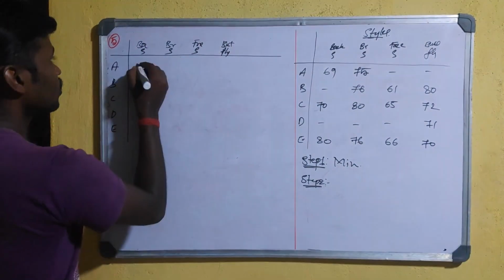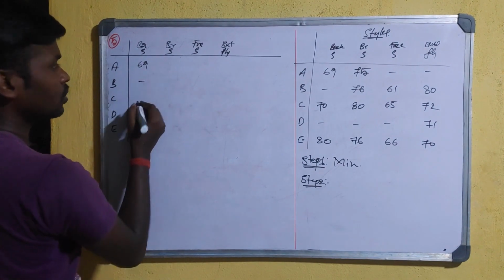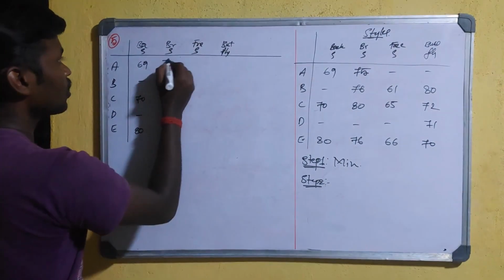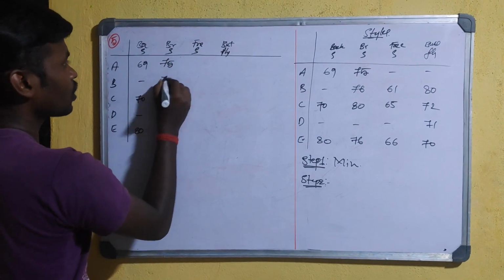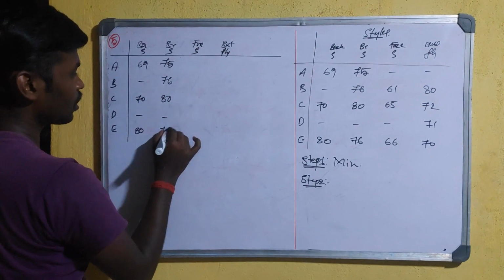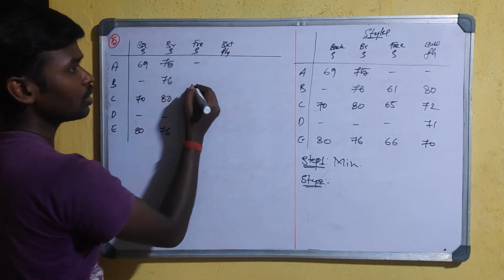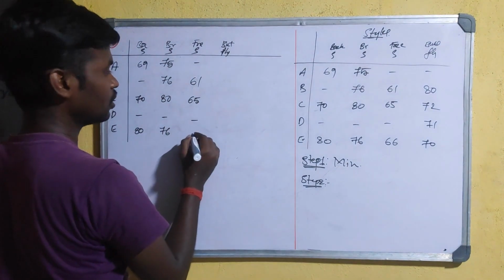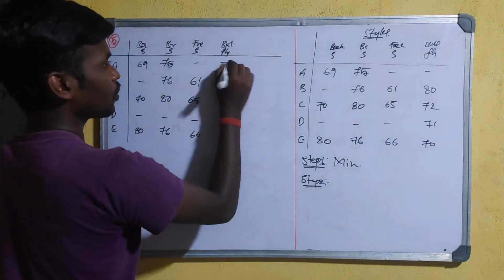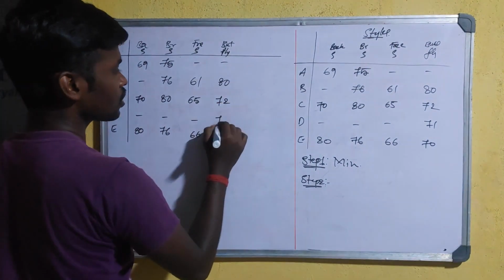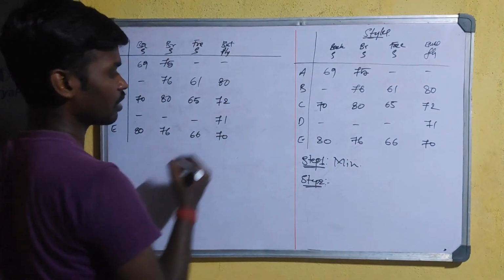Okay, so 69, hyphen, 70, hyphen, 80. Next 75, 76, 80, hyphen, 76. Next hyphen, 61, 65, hyphen, 66. Next prohibited cell, 80, 72, 71 and 70.